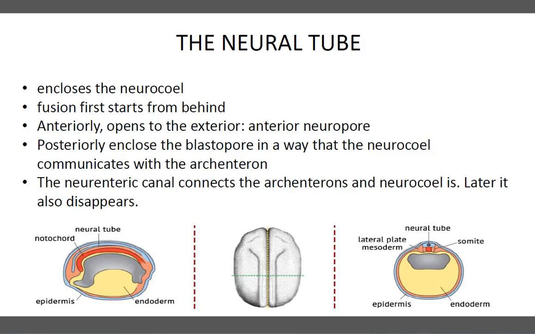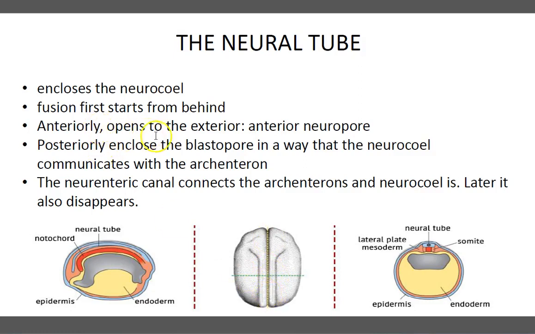Now, once the ectoderm has fused, you now have the formation of the neural tube. Usually, the closure of the neural tube will start from behind. It doesn't close all at the same time. The first one to fuse would be a bit from behind, and then the fusion will spread anteriorly and posteriorly.